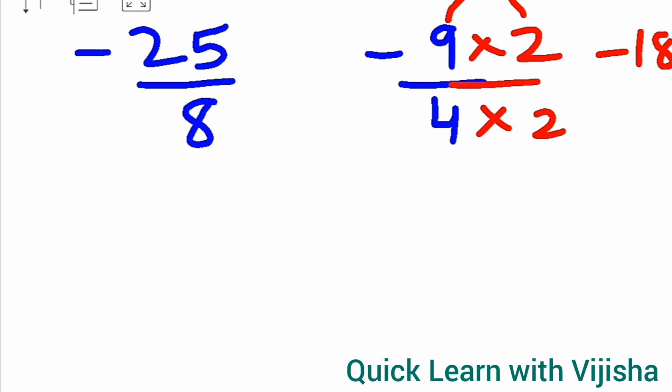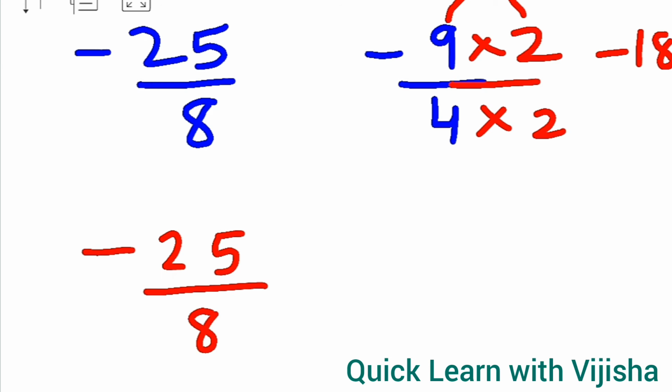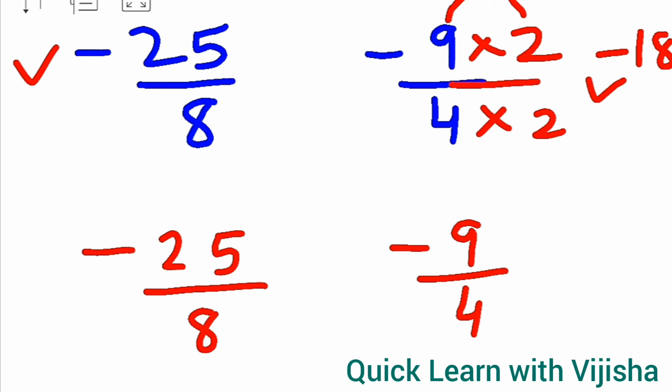Understanding, children? So comparing -25 upon 8 and -18 upon 8, which side will be the greater? Always the smaller number will be greater for minus signs. So this side will be the greater answer. I hope you are understanding the concept, students.